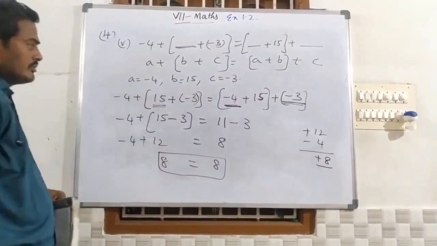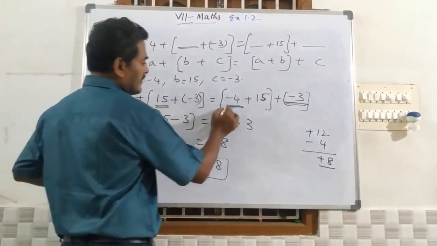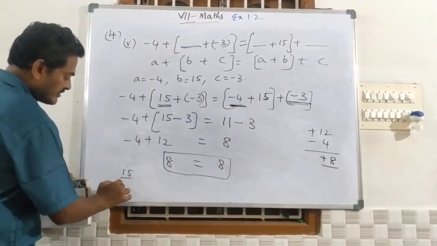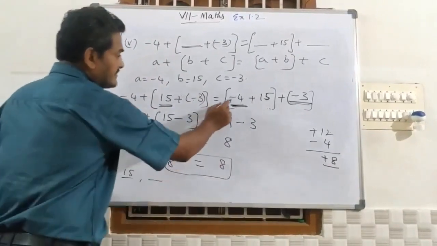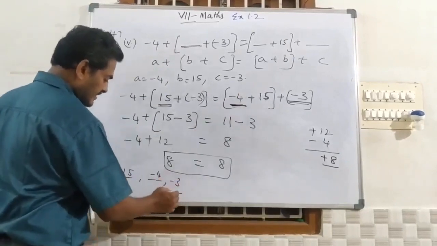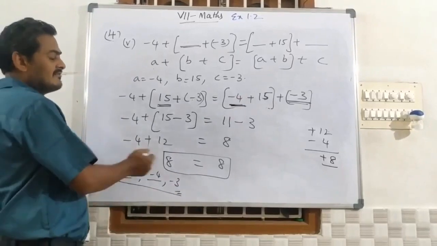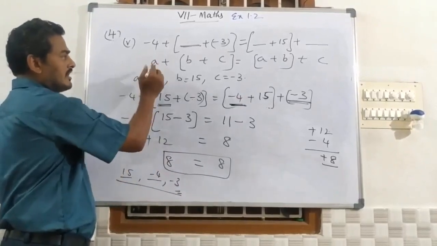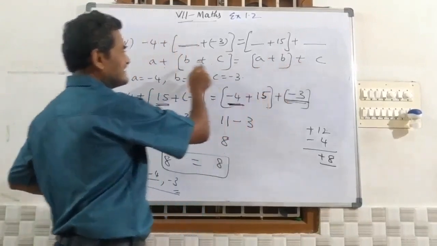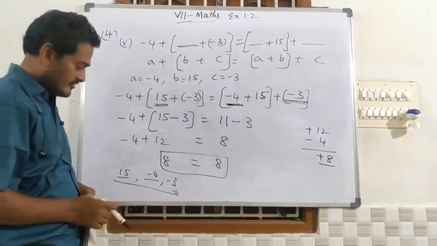Now what are the blanks we can fill? First blank 15, second blank is minus 4, and the third blank is minus 3. So after filling these three values in the formula A plus B plus C equals A plus B plus C, this is the associative property under addition.